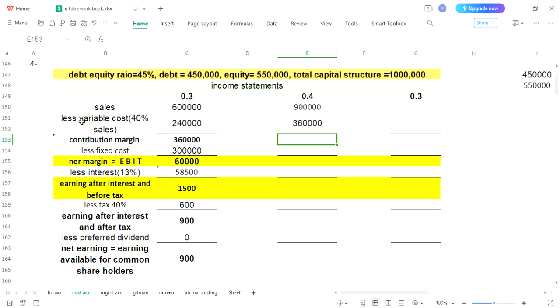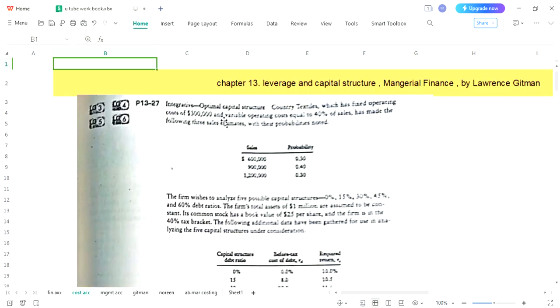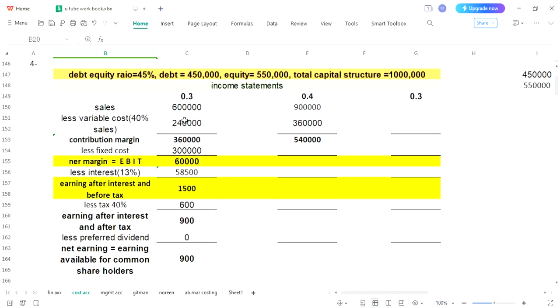Now contribution margin would be calculated by subtracting variable cost from sales. Your amount of sale 9 lakh, subtract variable cost 3,60,000. So we have contribution margin. Fixed cost is given in your question, that is 3 lakh, and it would not be altered, would remain same. For any section, for any part, for any proportion, for any percentage, this fixed cost would not be altered.